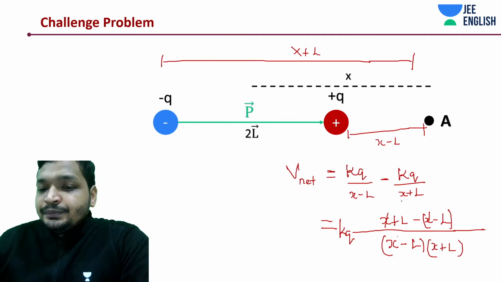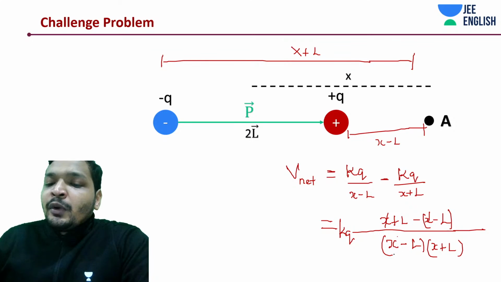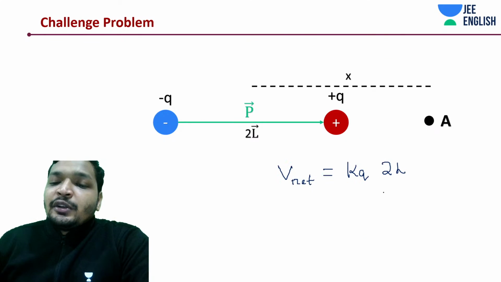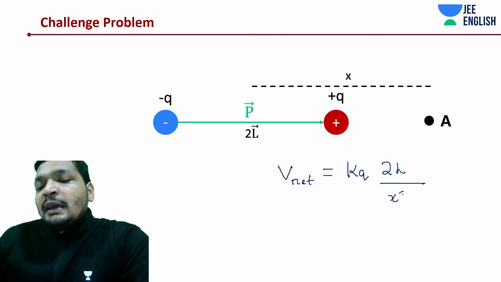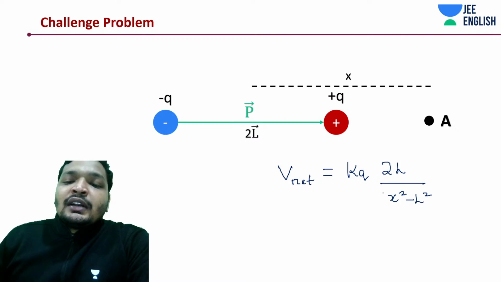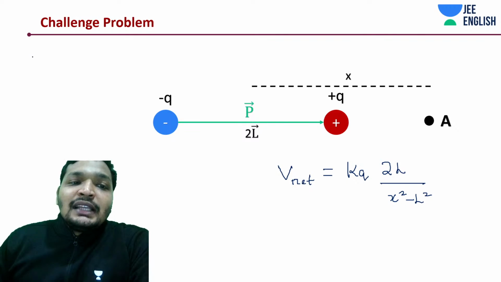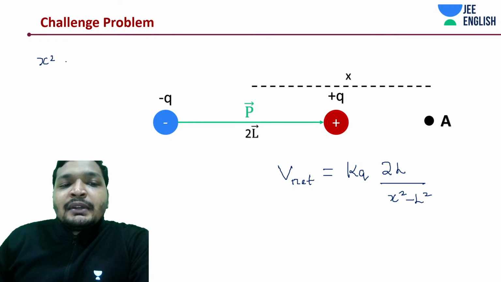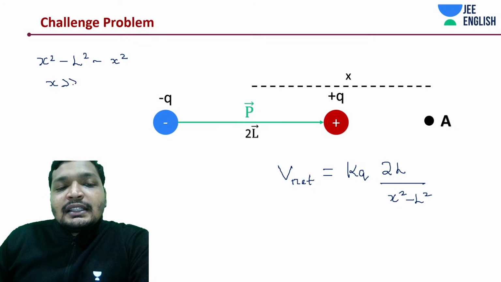This is 2L. That's it. On the denominator, what do we have? x minus L into x plus L. That is going to be x square minus L square. And I'm not going to write it down as x square minus L square. Rather, I should have been writing it down as x square, for the same reason, guys. It's approximately equal to x square because x is greater than that of L.